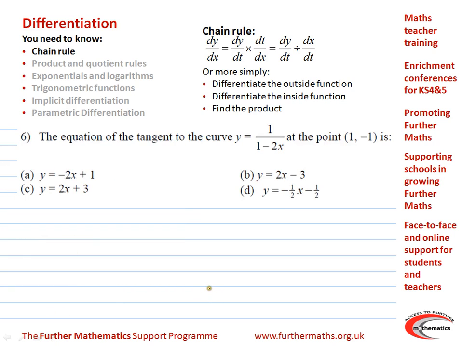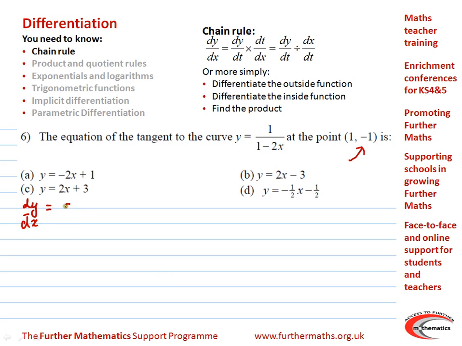Okay, this is an application of the same technique. So we have a curve y equals 1 over (1 minus 2x), and we're looking at the equation of the tangent at the point where x is 1 and y is minus 1. We need to know the gradient in order to be able to find that equation, so I'm going to calculate dy/dx.